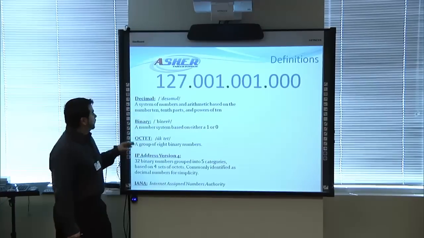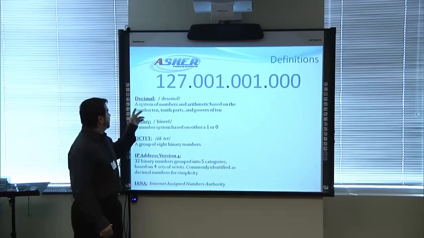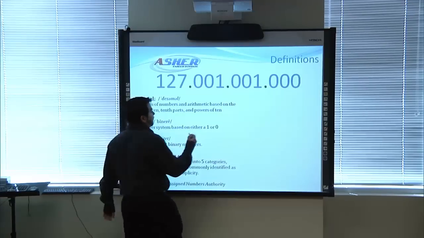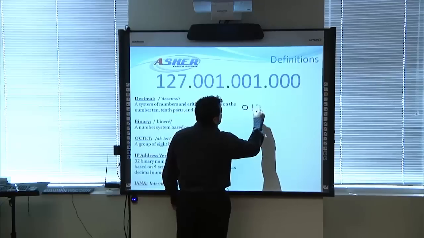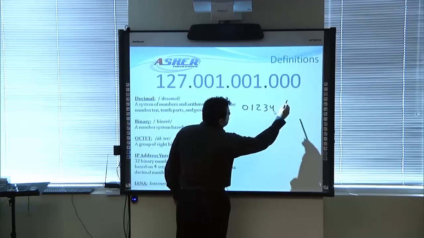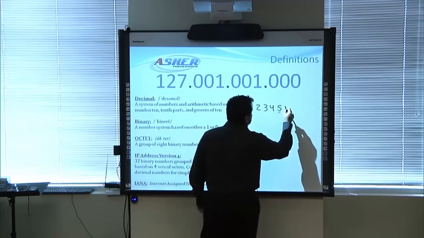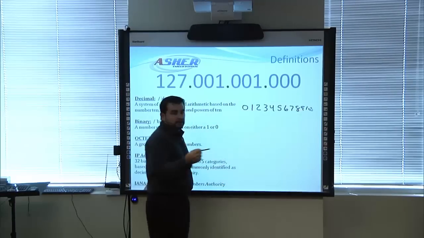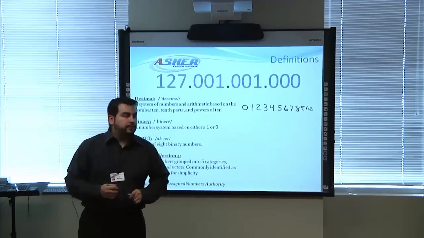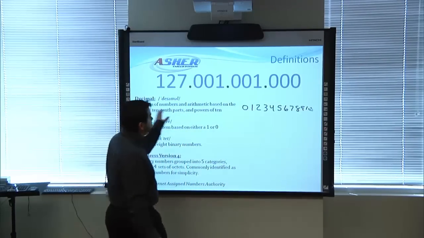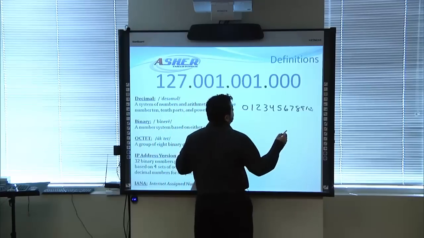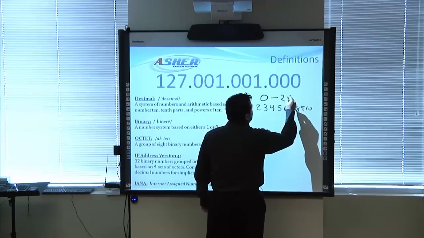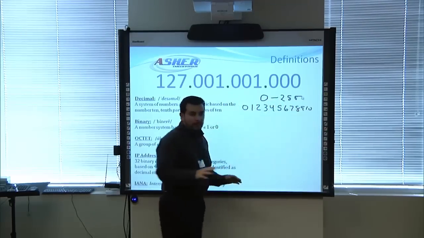First one is decimal. When we say decimal, we think of a system of numbers in arithmetic based on the number 10, tenth parts, and powers of 10. So it's basically the stuff you learned since kindergarten or pre-K. And then it starts all over, 10, 11, 12, 13. These are standard numbers, except that in this lecture and the next series of lectures, we're only going to go from 0 through 255, and that's going to be our max number.